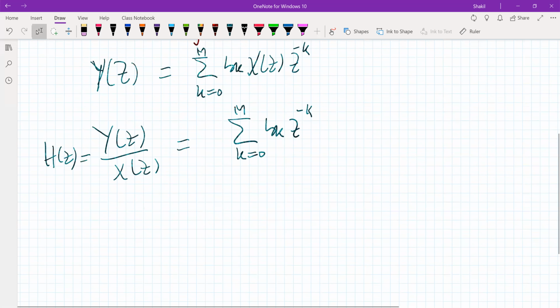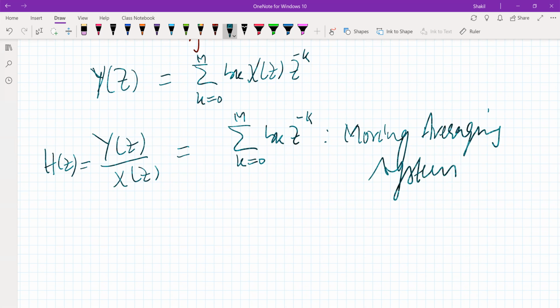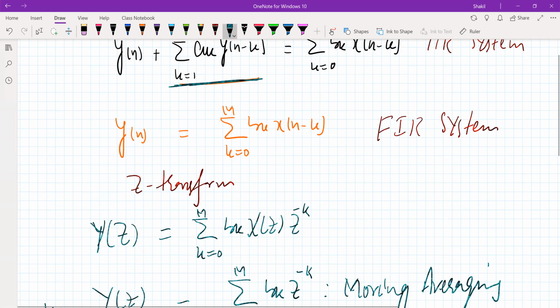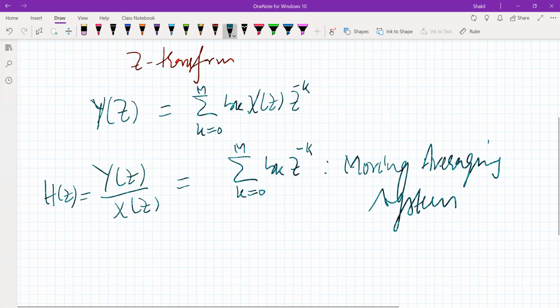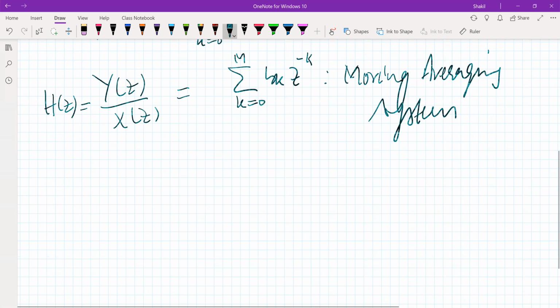Now we named this system earlier. We call this a mean averaging system. Why mean? Because this is the sum of all the present and past values of input. We just move over the present and past values of input. And this is not a recursive system, right?